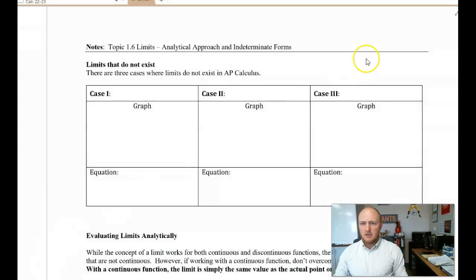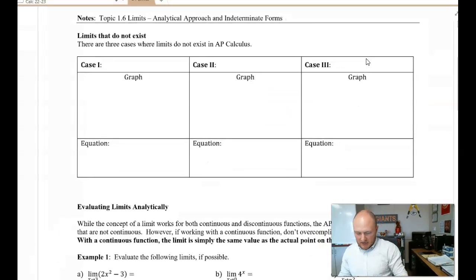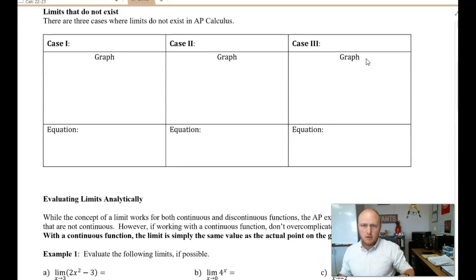This is 1-3 and we're going to find limits analytically, looking at algebraic representations of functions and determining the limit. All right, so the first thing that I do want to cover is when do limits not exist? And I'm going to go ahead and show you a graph and then an equation that can represent it.